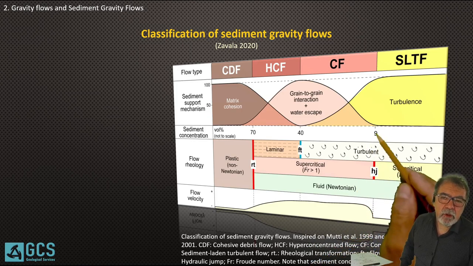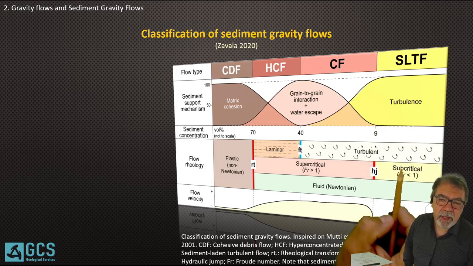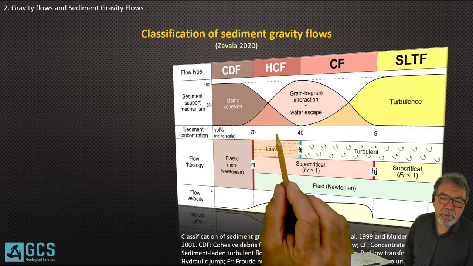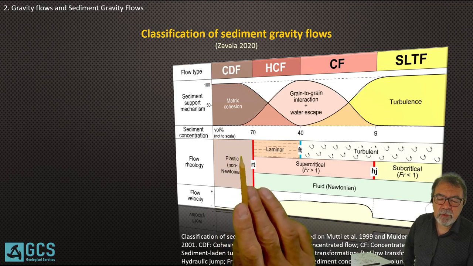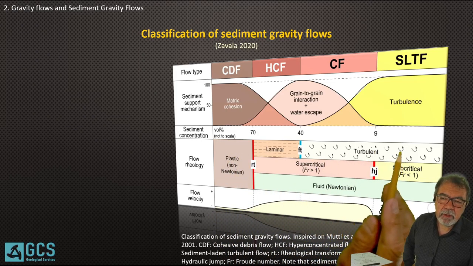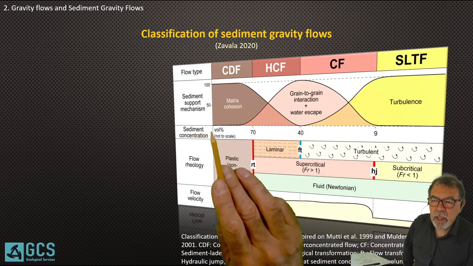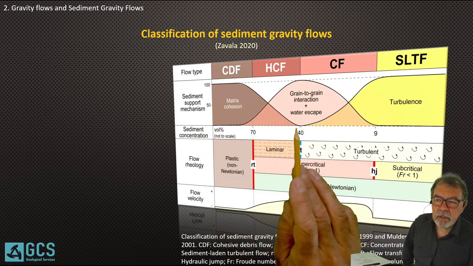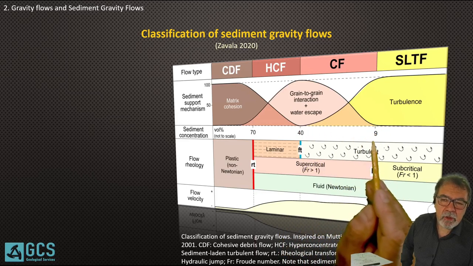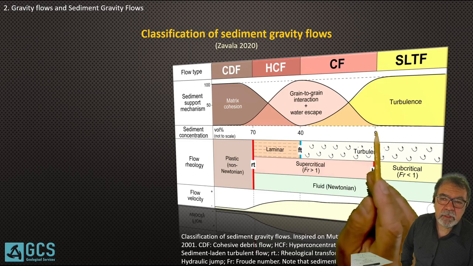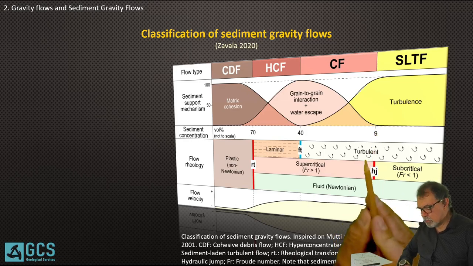In some situations, some turbulent flow can also accelerate and go supercritical again. But in the basic flow transformation, you change from plastic into fluid, and laminar, turbulent, supercritical, subcritical. And also here you can see how the concentration of sediment decreases until this Bagnold limit of 9%, which is the threshold for pure turbulence.